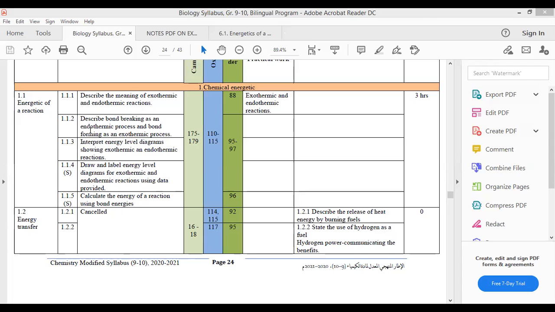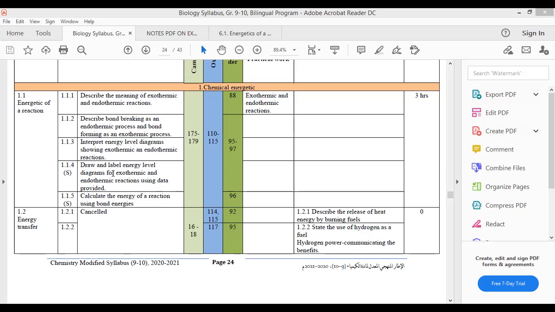First and second objectives we finished, and I told you that the fifth one also comes in your short test. So today we are going to start the third, fourth, and fifth. Third, we are going to draw the energy level diagrams for exothermic and endothermic reactions, and we will observe what will happen with the amount of reactant and amount of product, whether it will decrease or increase.